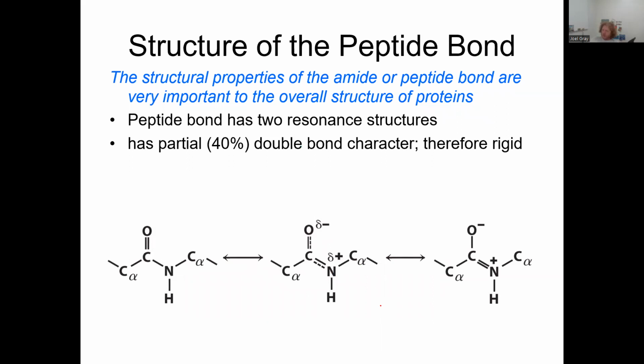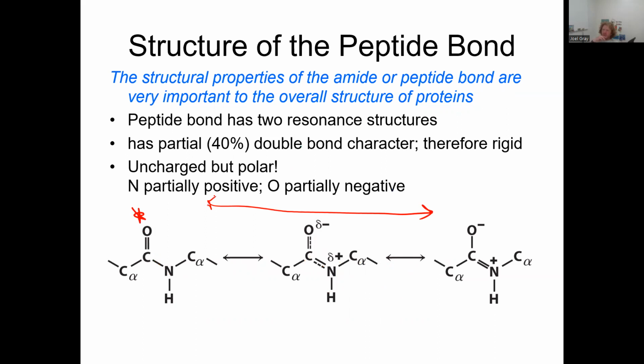So this model right here is how you've probably previously drawn them, but since it's resonance stabilized, it can go from this end all the way to this end. Now, what that ultimately means is that this is uncharged, but it is a polar entity. The nitrogen is going to be partially positive and the oxygen is going to be partially negative. So when people talk about a peptide bond, just for specifics, they're talking about this right here.